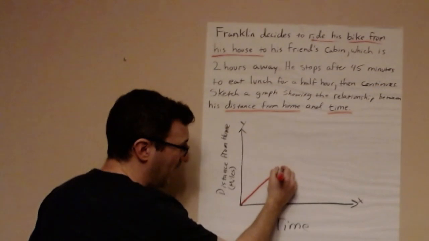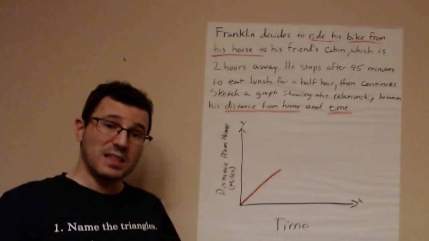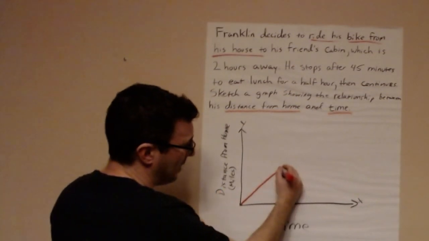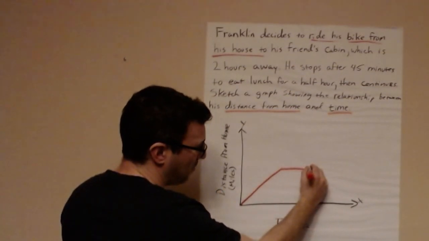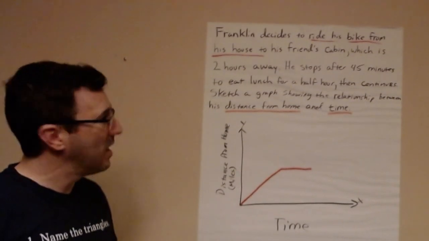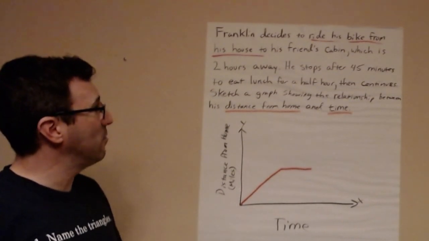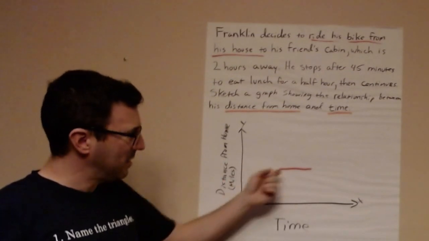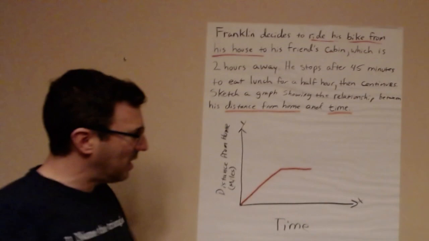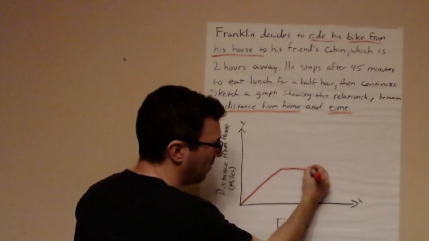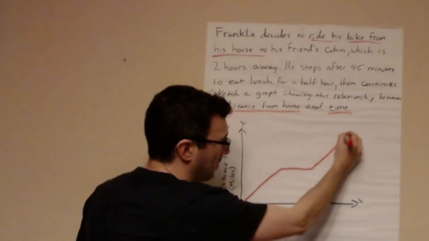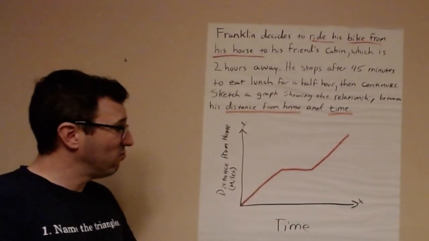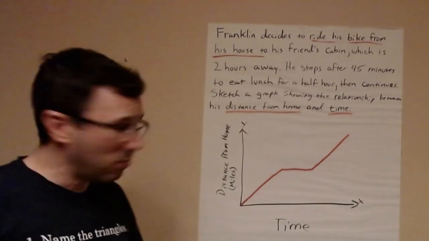All right. And then he's going to stop and he's going to eat lunch for a half hour. So if I'm saying that's 45 minutes, then that's probably about a half hour. And then he continues on his way. So I've got 45 minutes, that's half an hour. I need about another 45 minutes, so I'm going to continue like that. And there we go. That's our graph.